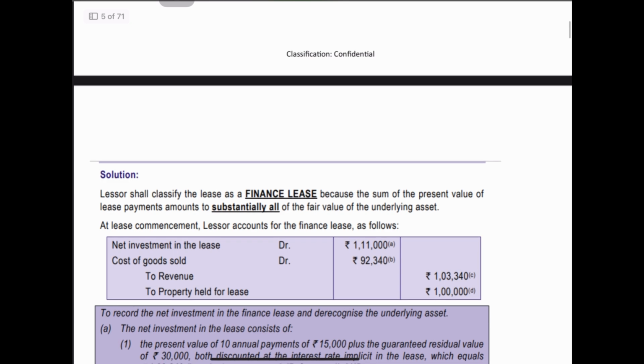Since 1,11,000 is equal to the majority of the fair value of the leased asset, we can conclude this is a finance lease. Because the majority of the expected fair value of the underlying asset is being recovered through this deal, it's a finance lease.